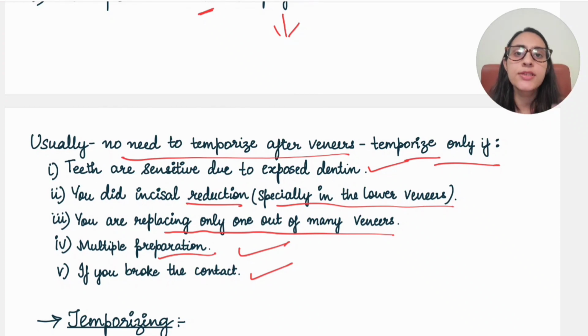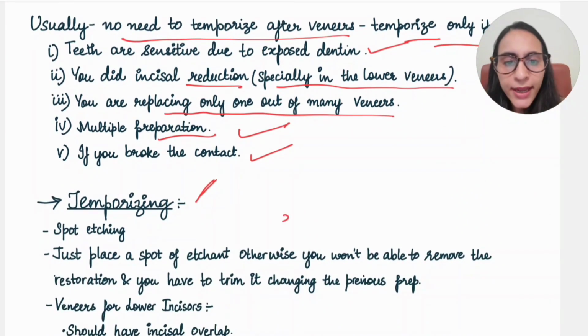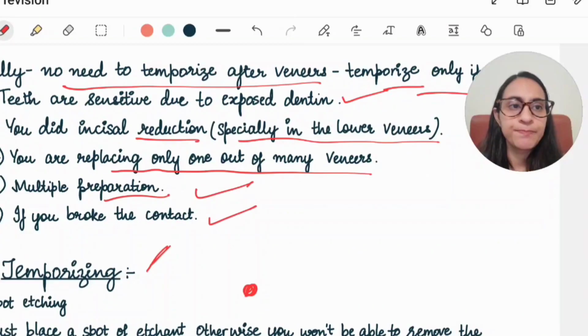Now what is temporization? Temporization is giving a temporary crown. Once your porcelain veneer has come from the lab, you need to place it in the patient's mouth. But this is a process in which you take the impression, give it to the lab, and get your final veneers. This process may take 2 days, 3 days, or maybe more, or it may come in 1 or 2 days. So in the meantime, you need to give a temporary crown to these preparations, and this process is known as temporization.